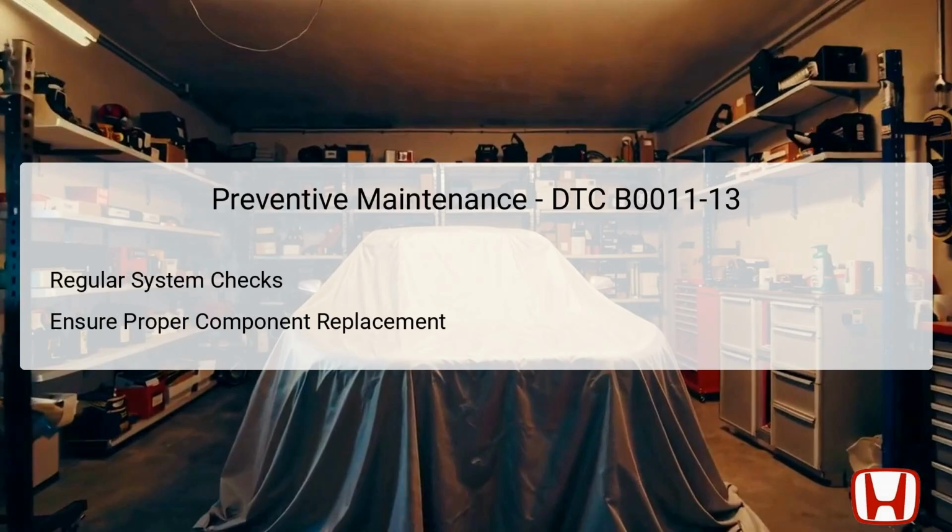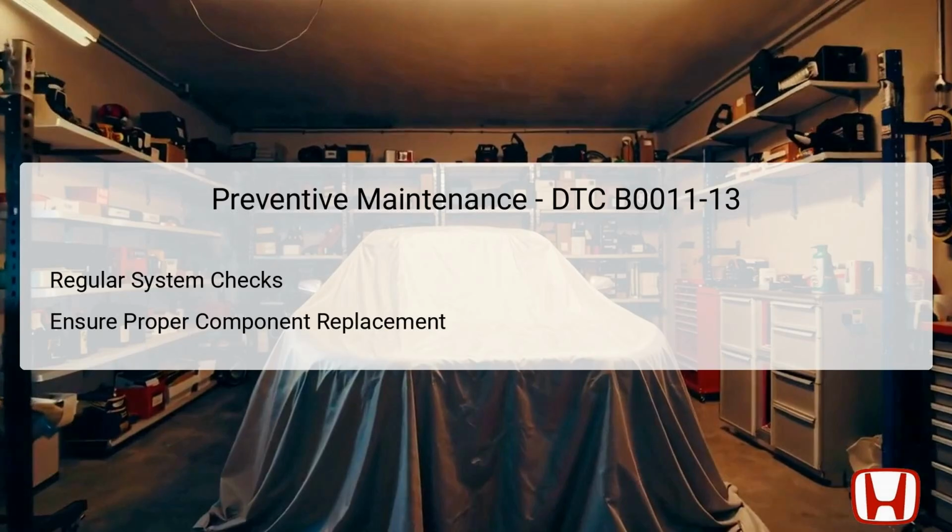Preventive maintenance for the SRS should not be overlooked. Regular checks of the airbag system can help catch issues before they escalate into serious problems. It is advisable to ensure that any components replaced following a collision are genuine Honda parts, as aftermarket parts may not operate correctly within the SRS framework.